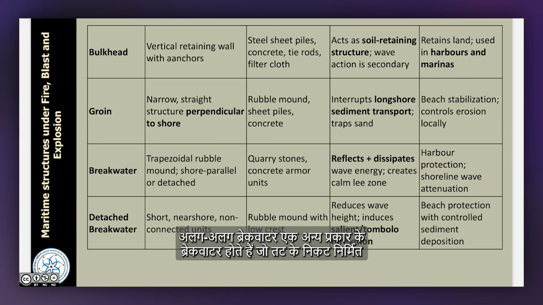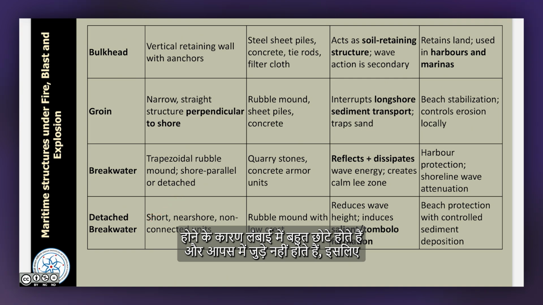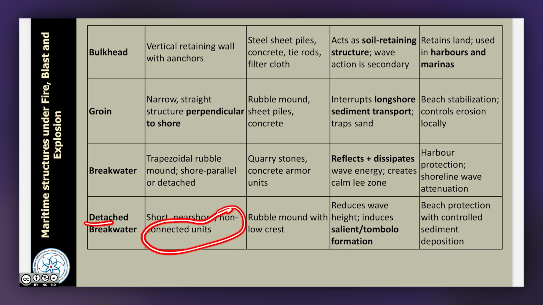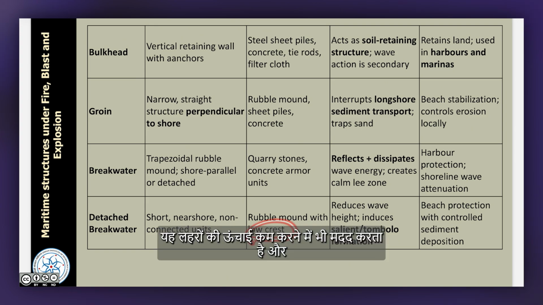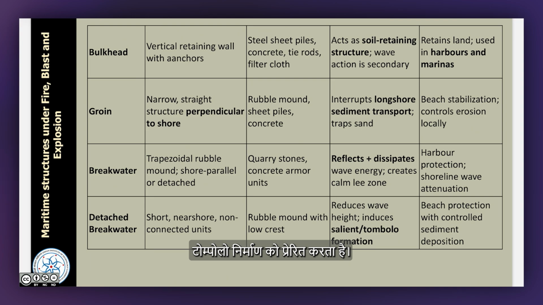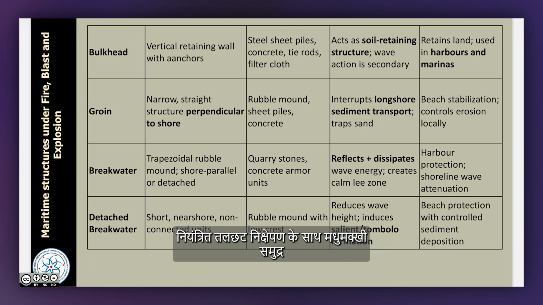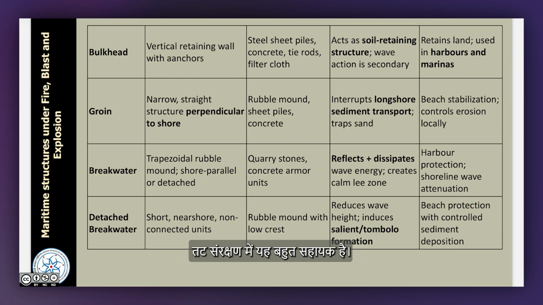Detached breakwaters are another type of breakwater, which are very short in length, near-shore construction and non-connected, that is why we call them detached. Usually the cross section is filled with rubble mound masonry with a low crest. It also helps in reducing wave height and induces tombolo formation. It is very helpful in beach protection with controlled sediment deposition.